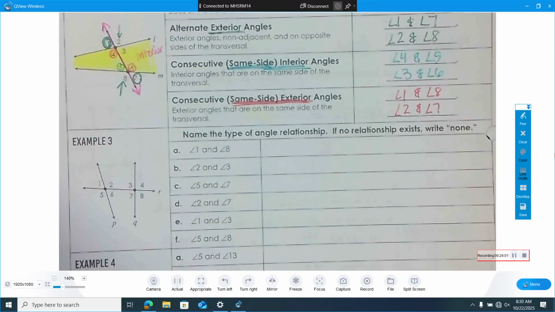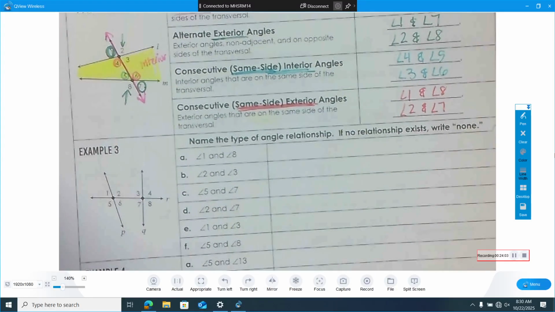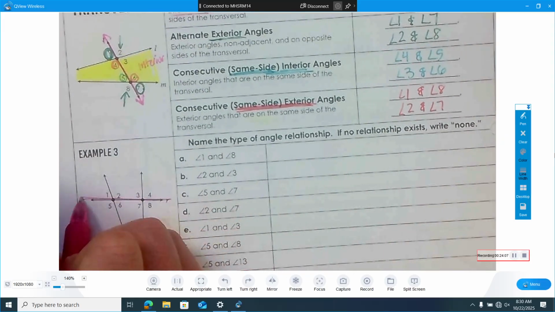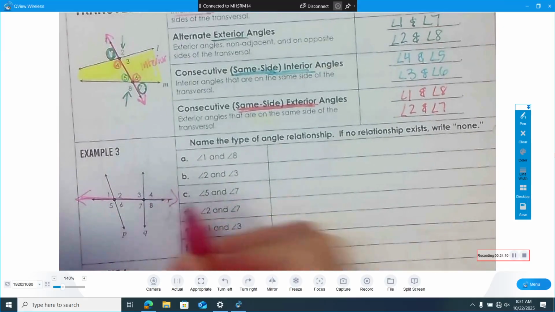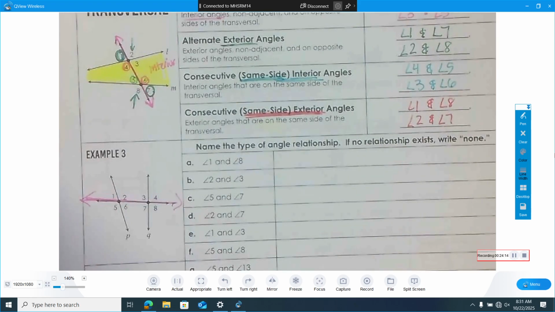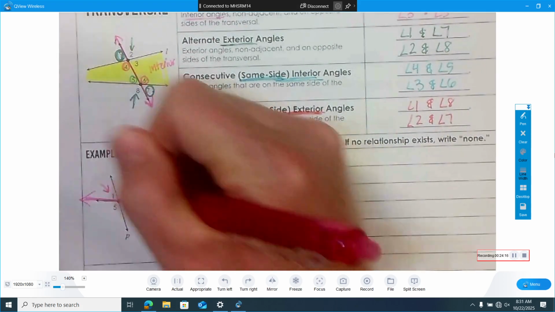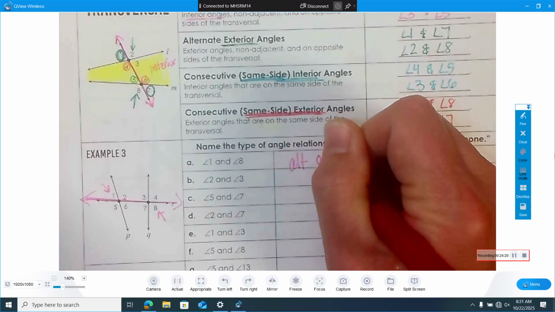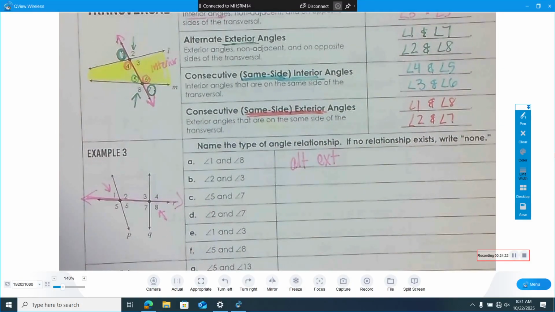So first of all, on example 3, what's our transversal? R is the transversal there. That's good. I like to identify that transversal because I think it helps make it a little more clear. So what are angle 1 and angle 8? Alternate exterior. Good. Alternate exterior angles. We can do alt-ext.